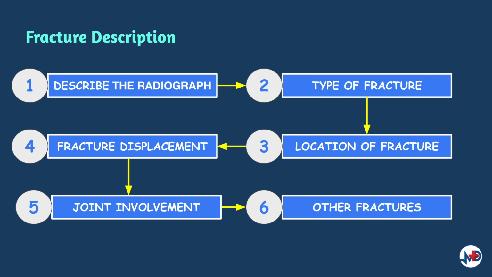Once that is done, you'd also want to look if there's anything else going on, such as if there is joint involvement. It is really important to determine whether the joint surface is involved by the fracture. If the fracture does extend to the joint, the patient will probably need a different treatment, and it is much more likely that they will need a surgical procedure.